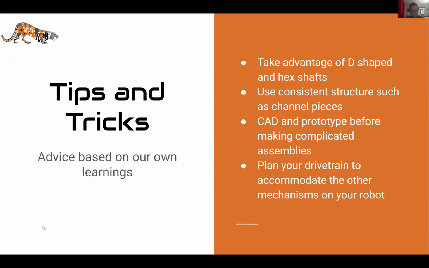Using consistent structure such as channel pieces is very helpful. CAD and prototyping before making complicated assemblies can also go a long way, so you can isolate all those risks you have to take. And then planning your drivetrain to accommodate the other mechanisms on your robot is also very helpful.